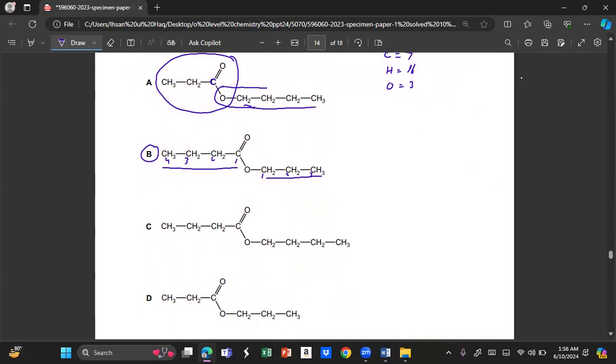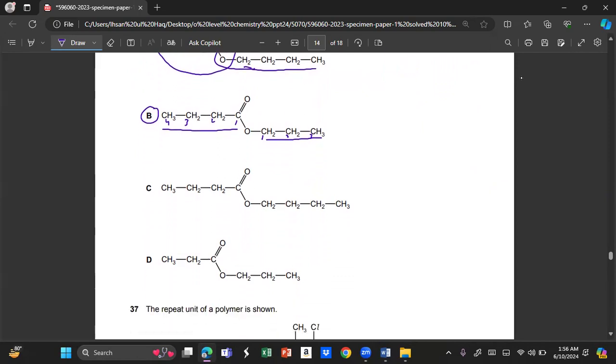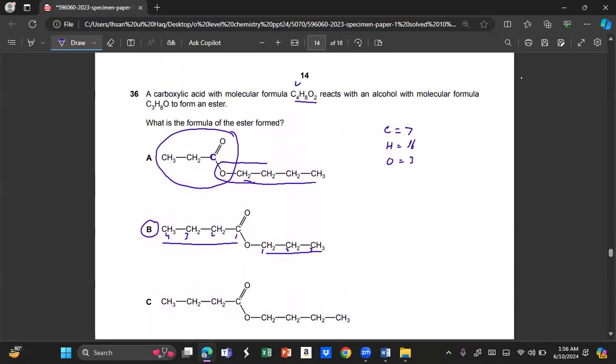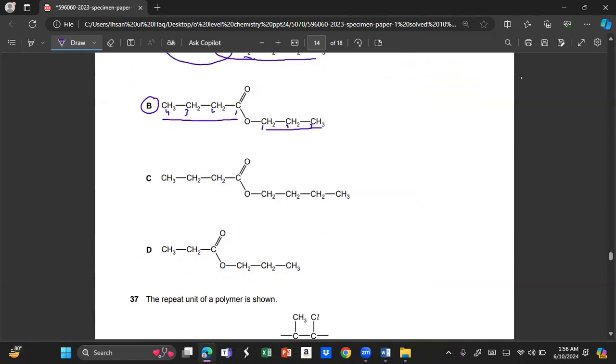We see option number C, it has altogether eight carbons. We must have seven carbons altogether in that ester. Option D, we have acid with three carbons. No, acid must have four carbons, as you can see from the question, C4H8. Option C is rejected. Option D is rejected. So answer B is correct.